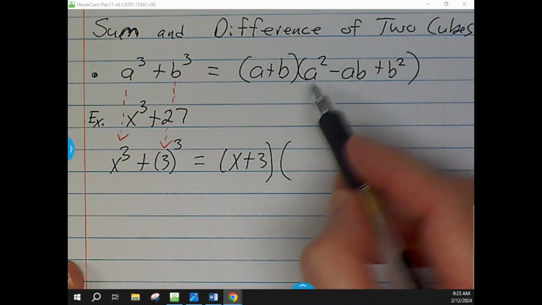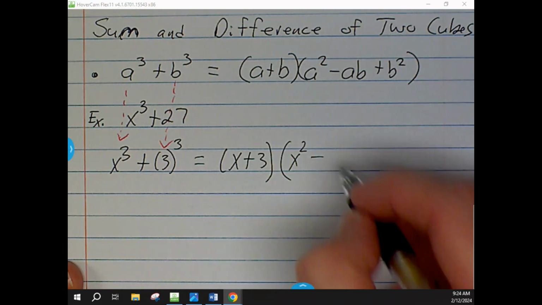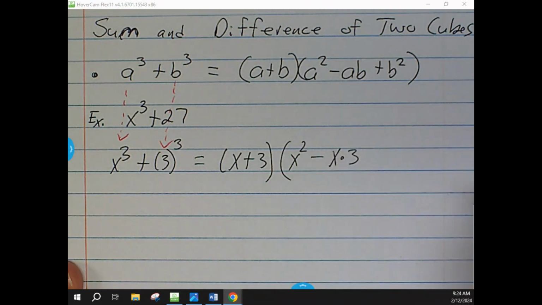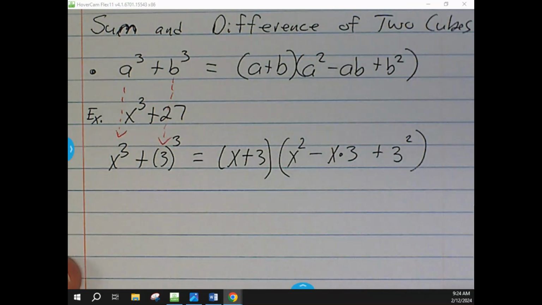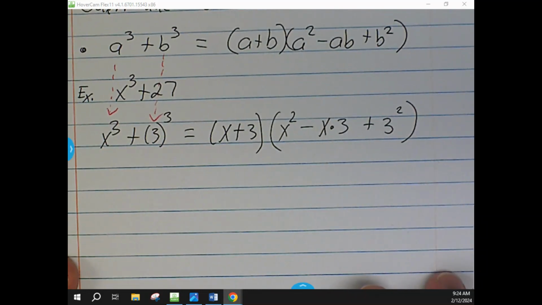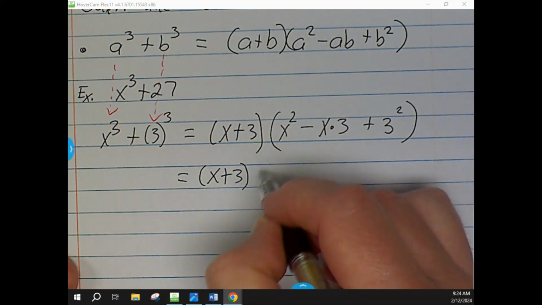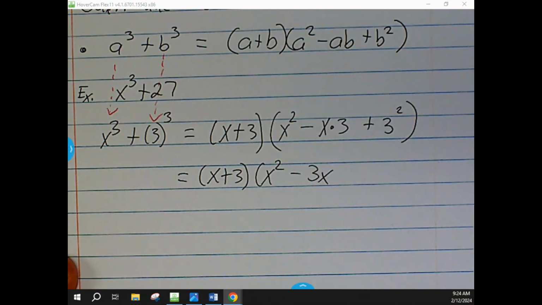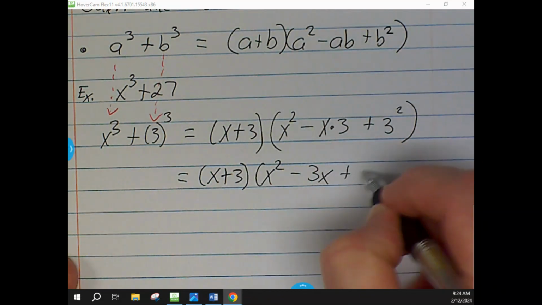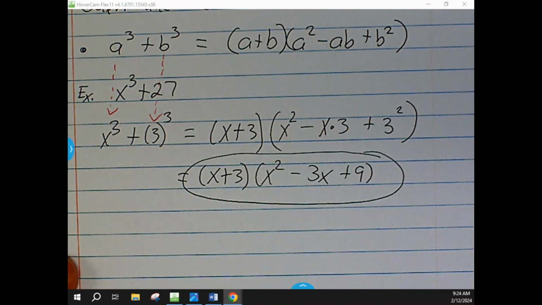times, so again, the A is X, so that's X squared minus X times 3 plus 3 squared. There's really not a lot to clean up other than one little thing. That'll be X squared minus, we're going to write it as 3X because that's where we're normally used to seeing it, and our 3 squared becomes 9. And that's it.